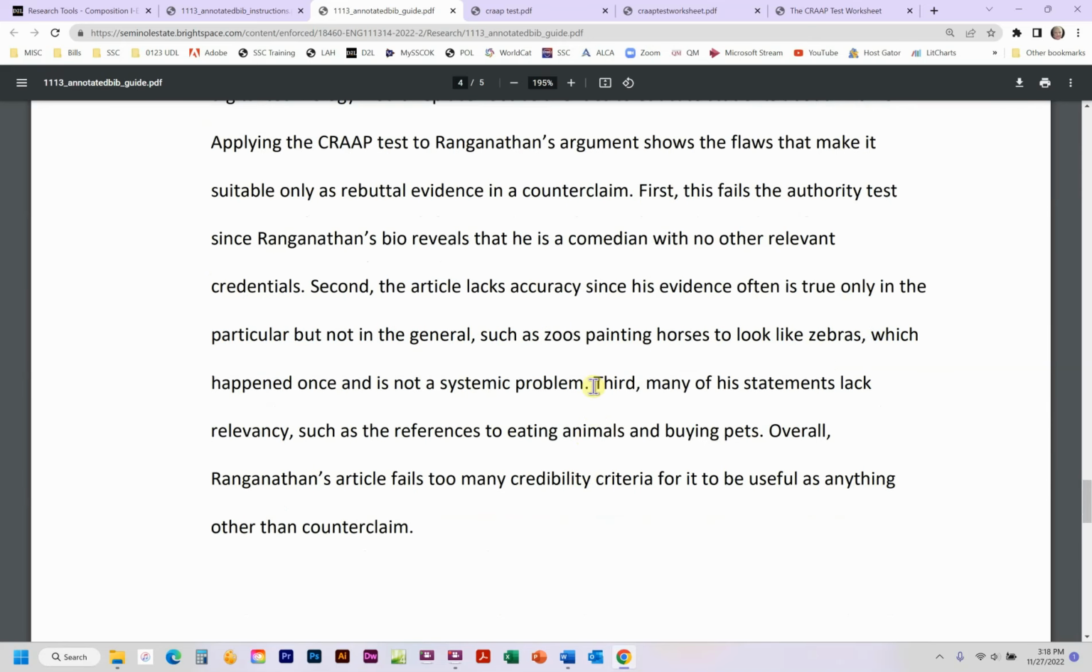Third, his many statements lack relevancy. So there's the criterion, right? Such as references to eating animals and buying pets, right? So there is the evidence I'm pointing to as the basis for my evaluation of whether it's credible or not. You're not really explaining it in depth. You're just saying, here's an example of one thing that shows why it's not relevant. And then my last sentence: overall, Raghunathan's article fails too many credibility criteria for it to be useful as anything other than counterclaim, all right?